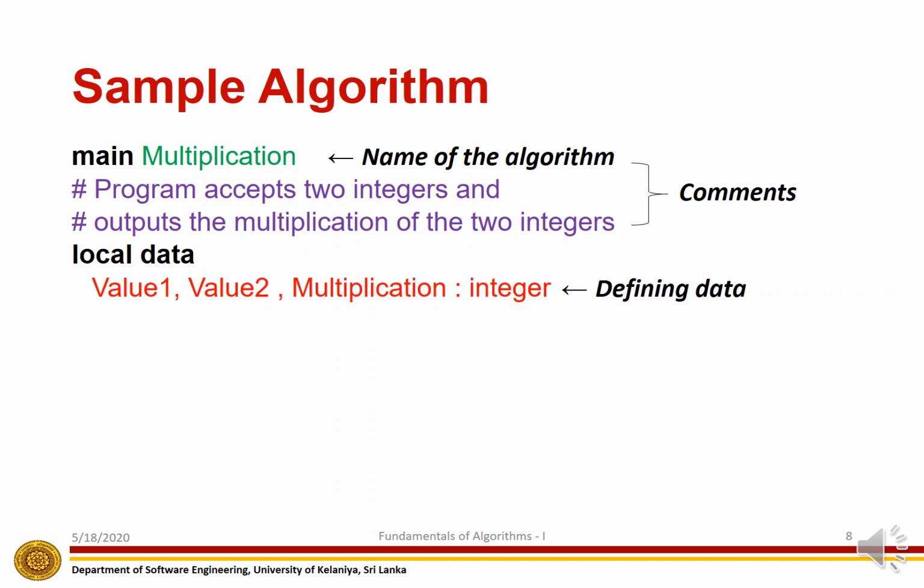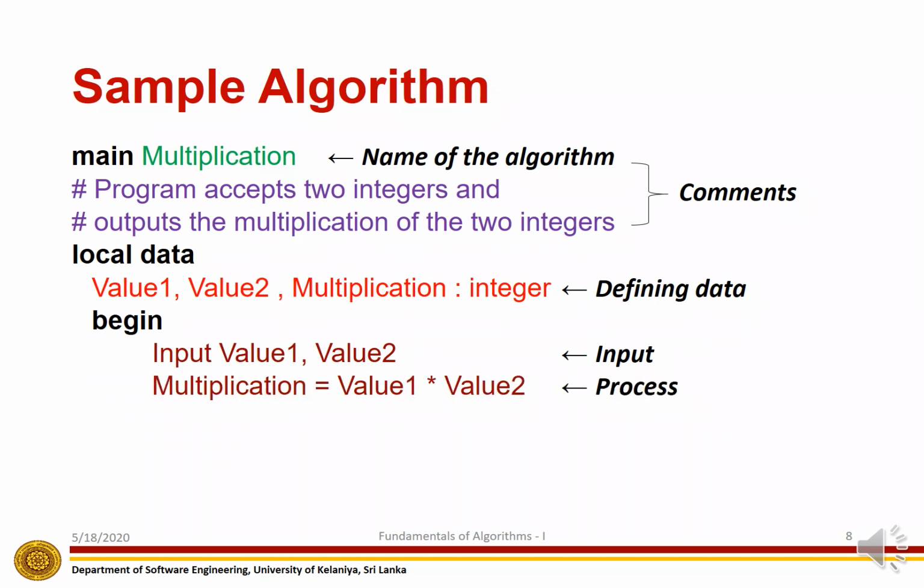Then we can start to write the procedure, or step by step how to get the multiplication. We can start with the keyword begin. Then we have to input the data into the program. Input value 1 and value 2. Then get the multiplication of two input values and store it in the variable multiplication.